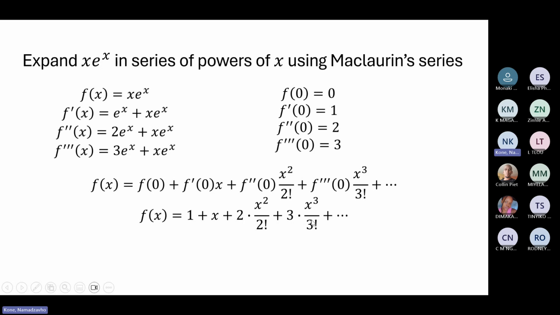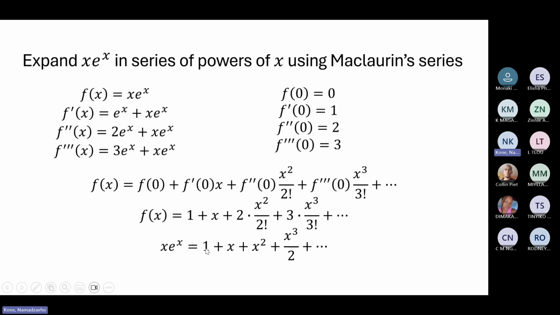Then the next one, 3 factorial, it's actually 3 multiplied by 2 multiplied by 1. That is 3 factorial. So 3 into 6 goes 2. So the next term here should be x to the power 3 over 2. Then if you want the other terms, you can do them in the same way.